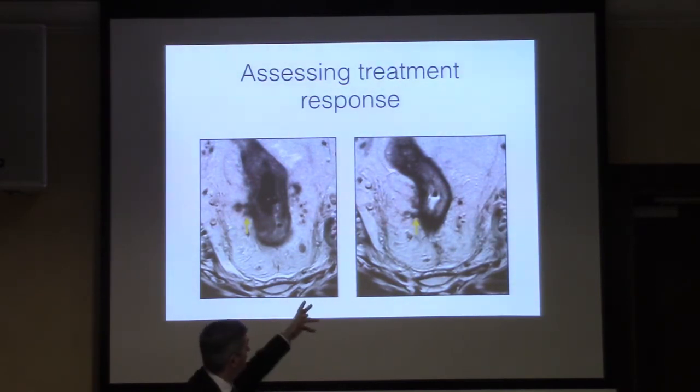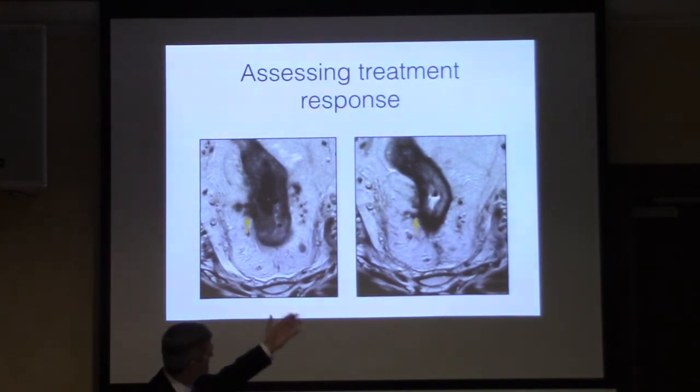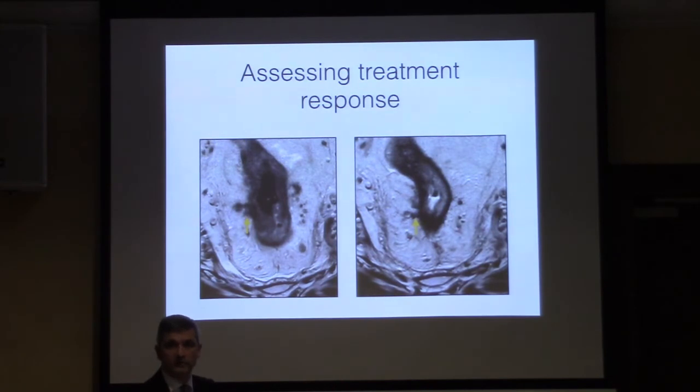So this one, I think I would probably stage this as yEMVI2. So there's been a response, but I think that maybe there's a bit of high signal just anterior to this thing, that there may be some left behind. Now, for that patient, their margin's not involved, there's been a good response, the nodes which were near the edge have gone away. This patient will go to surgery.